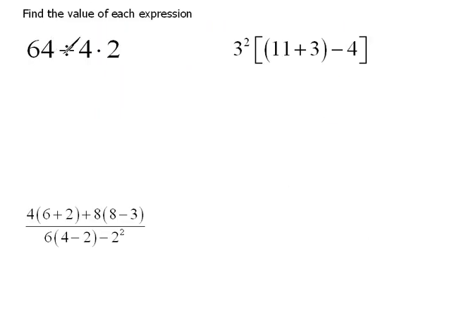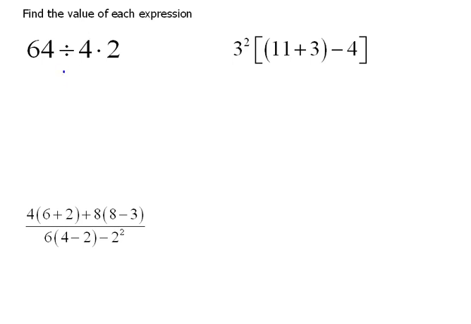Here we have 64 divided by 4 times 2. So if we go according to our order of operations, we have no parentheses, there's no exponents, next is multiplication and division. We do have multiplication and division. Now, you might be tempted to do the multiplication first because that's the way we hear it, multiply and divide. But remember, neither one is more important than the other. We do them as we see them, left to right. So in this case, we're actually going to do the division first.